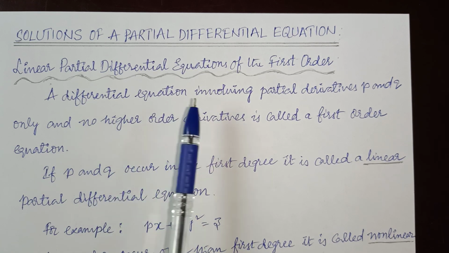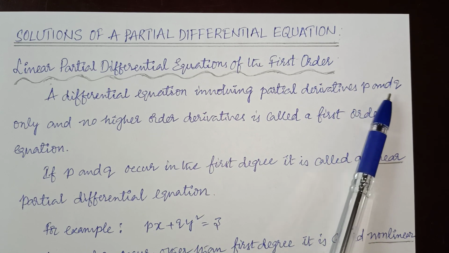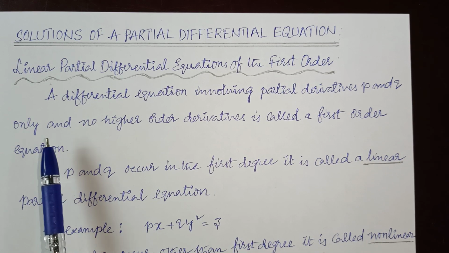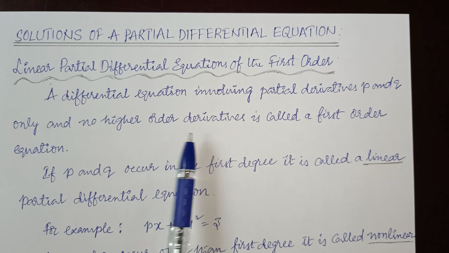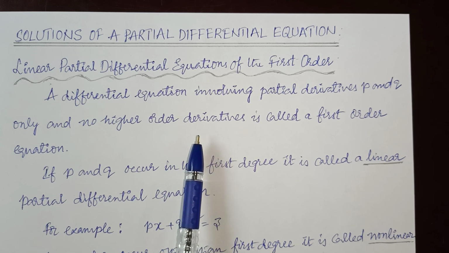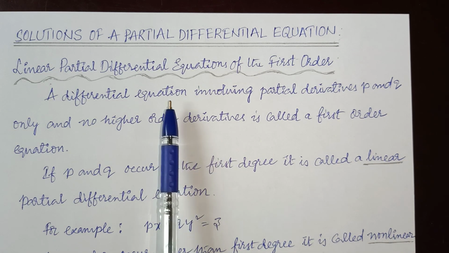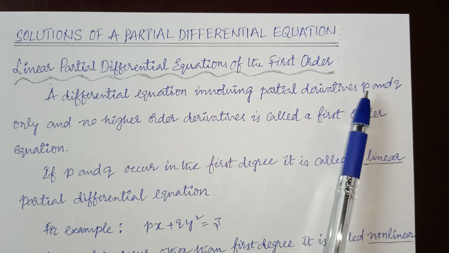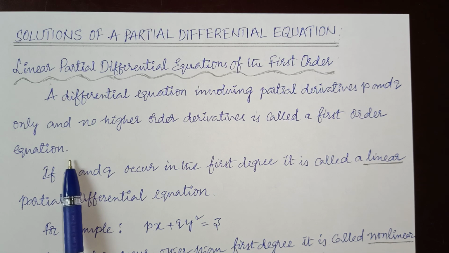You know that a differential equation involving partial derivatives like p and q, where p is nothing but dou z by dou x and q is dou z by dou y, only p and q and no higher order derivatives. That means no dou square z by dou x square, dou square z by dou y square, dou square z by dou x dou y, or more than that. Nothing of higher order is involved in the equation. Only p and q is called a first order partial differential equation.